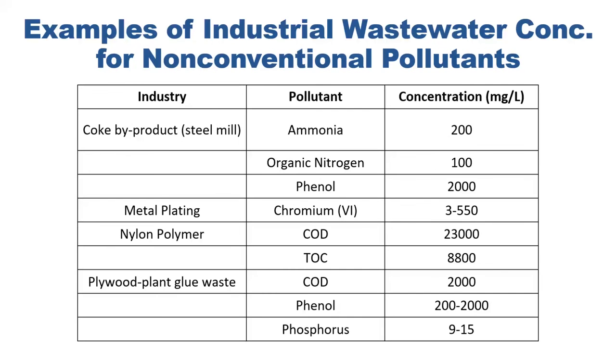Now let's move on to the examples of industrial wastewater concentrations for non-conventional pollutants. For the steel mill industry, which is the coke byproduct, the pollutant is ammonia, with a concentration of 200 milligrams per liter, organic nitrogen of 100 milligrams per liter, and phenol concentration of 2000 milligrams per liter. For the metal plating industry, the pollutant is chromium 6 with a concentration of 3 to 550 milligrams per liter.